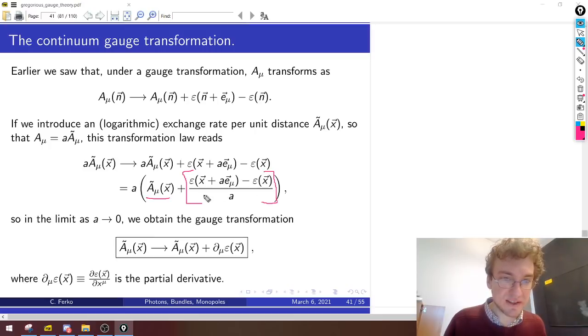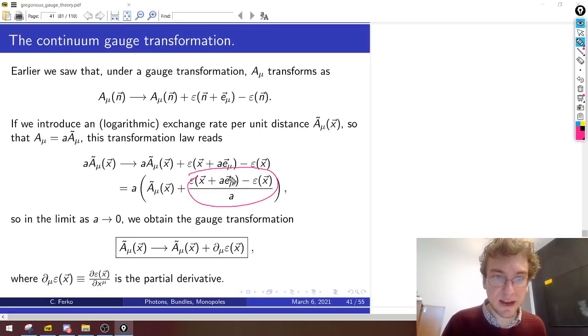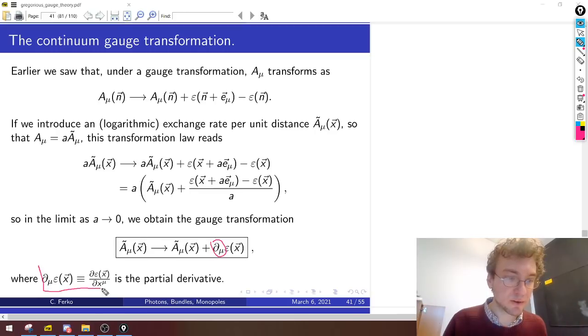So once you see this thing, you should say, aha, this is perfect. Now I can take the limit as a goes to 0. If I take the limit as a goes to 0, this is precisely the definition of the partial derivative of the function epsilon in the direction e mu. And my notation for that is to write this partial with a subscript mu. So partial with a subscript mu just means the partial derivative of the function epsilon with respect to the basis vector in the mu direction, x mu.